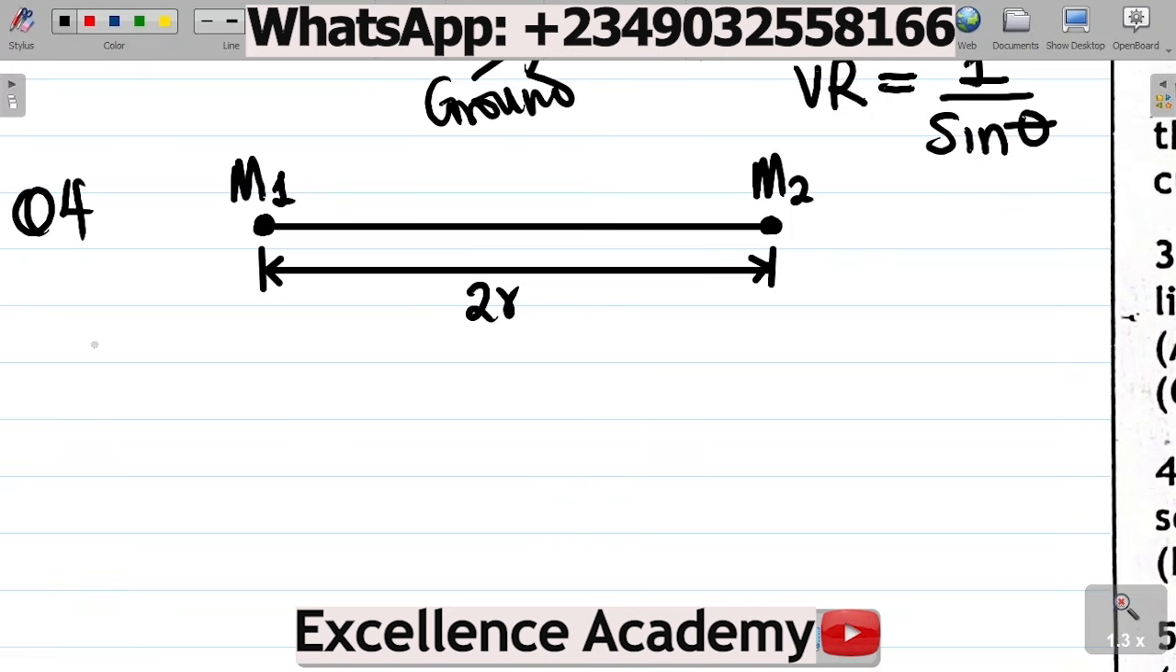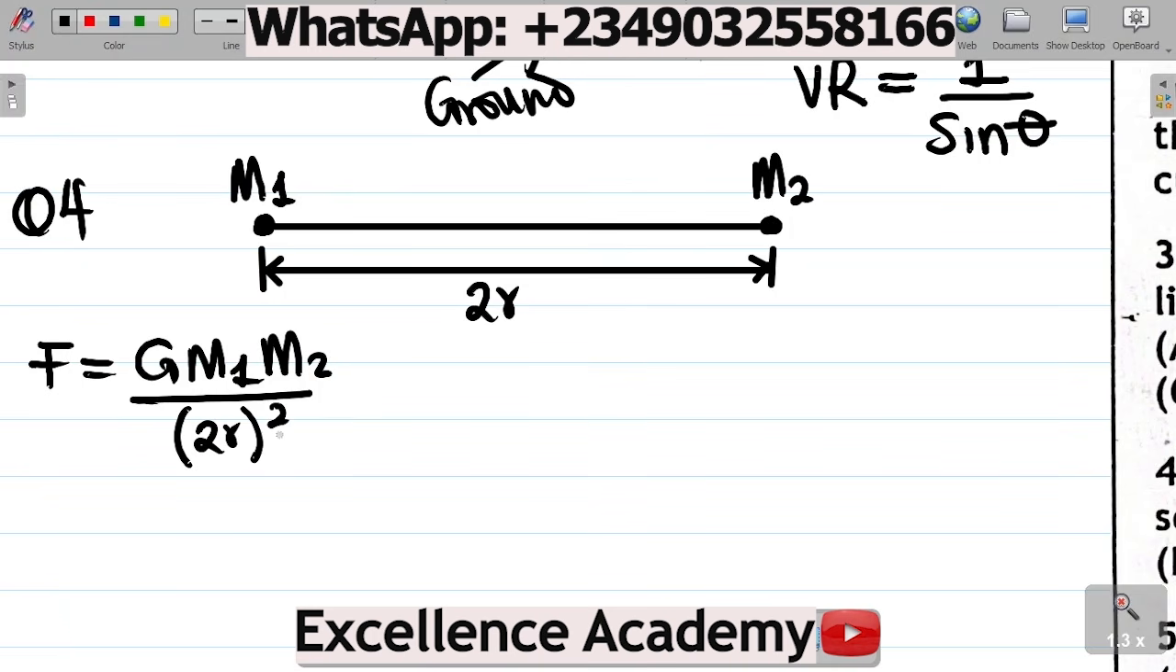Now, from Newton's law of universal gravitation, we have that the force of attraction between the masses F is equal to G M1 M2 all over the square of their distance apart. Distance apart here is 2r. Let's square this, so it becomes (2r) squared. This becomes G M1 M2 all over 2 squared, which gives you 4, r squared gives you r squared. So this becomes G M1 M2 all over 4r squared.